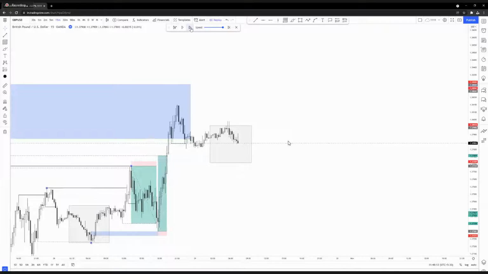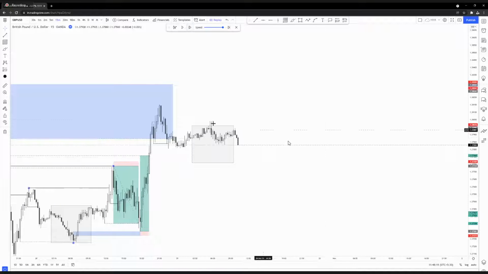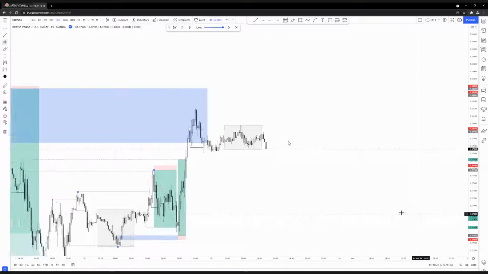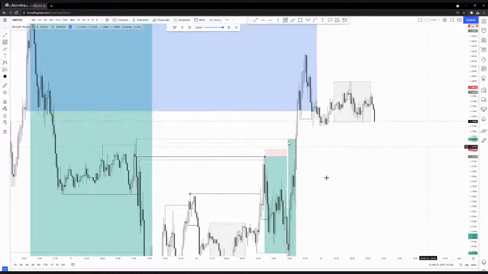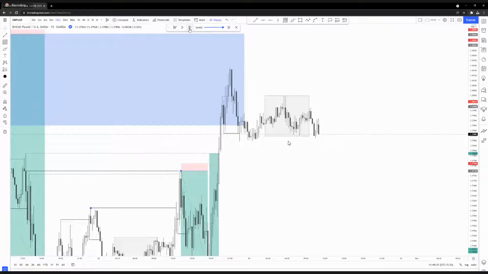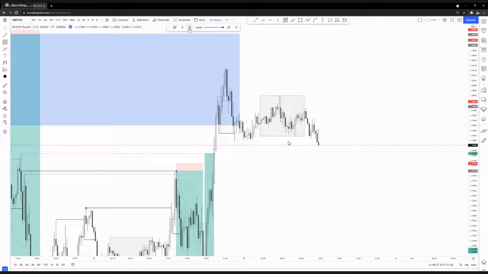This is Asia. Okay, Asia is over. Now this is when we look for our setups, right? This is when we're going to look for the setups. So let's wait and see if Asia is building up the context for London. Now look at this.